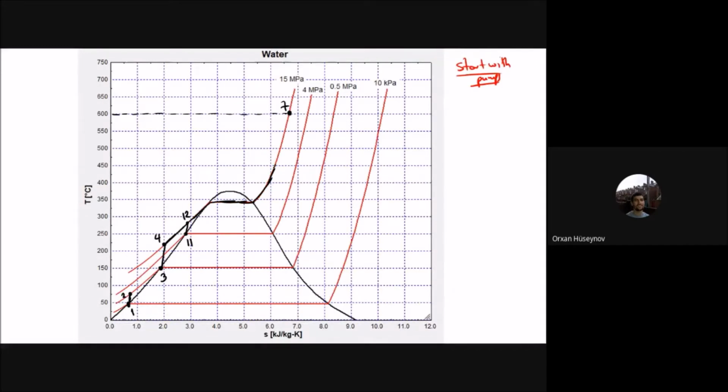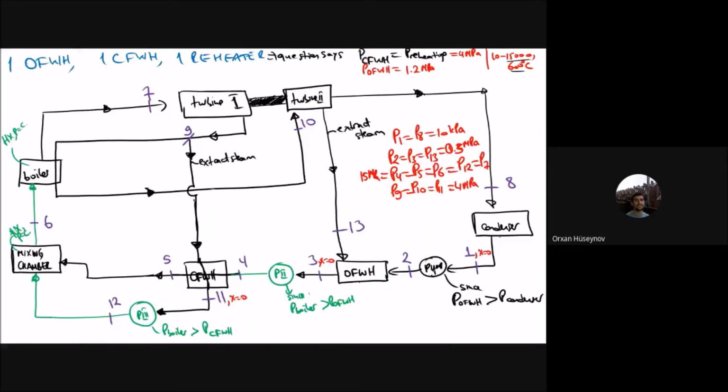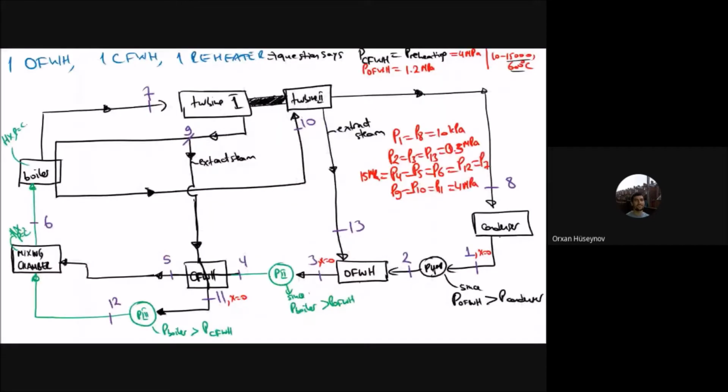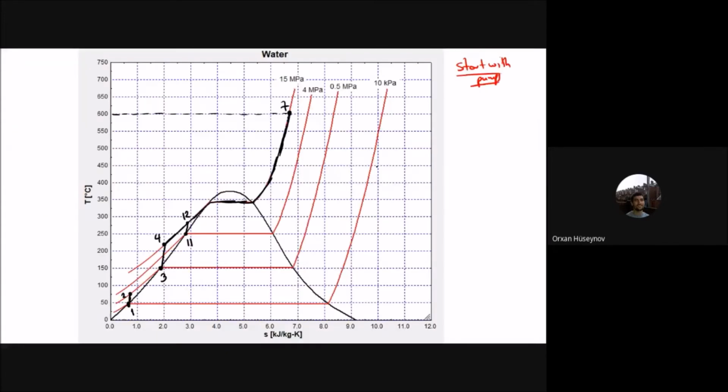This is the same pressure line. And the 7 is boiler. And the 6 is that inlet for the boiler. And I will find the location of the 6 and the 12 and the 5 later. Okay, so then you have the turbine 1. And the turbine 1 drops the pressure isentropically from 7 to 9. So you have an isentropic drop, and the 9 is at 4 megapascal. So you will have that 7 to 9.